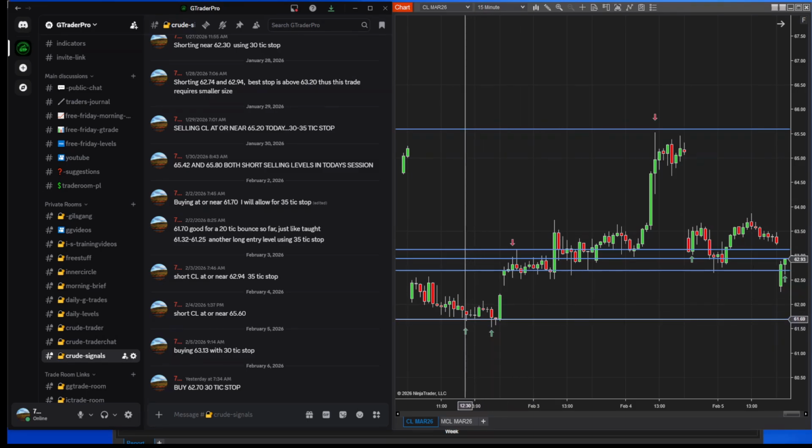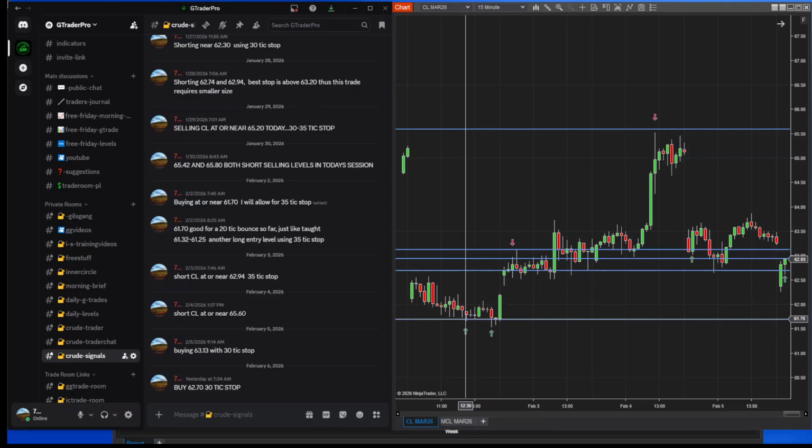I've got the level marked at 61.70, as noted here in the Discord channel. Long at 61.70, allow for a 35 tick stop. Now you'll notice there were very near touches here, and it took really to get a full touch of the buy level. Took until about 12:30, and then it did provide for a reasonable bounce. This happens to be about a 35 tick bounce. As we can see, the swing high of this bar right here was close to 62.10, 62.07. So from 70, there was at least the opportunity for a winning trade.